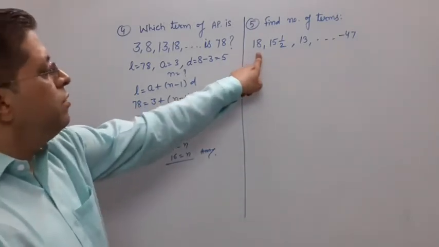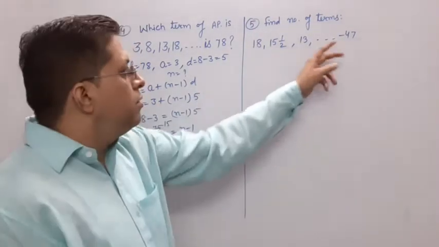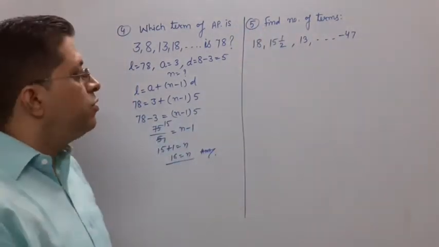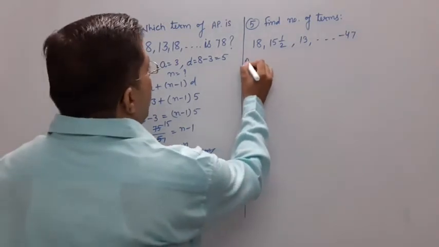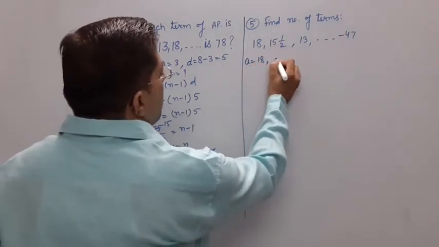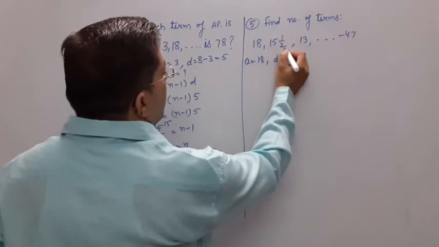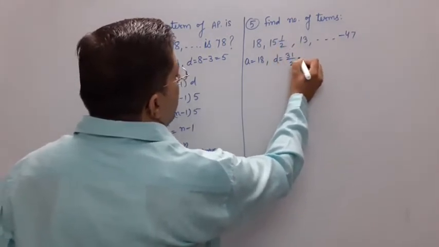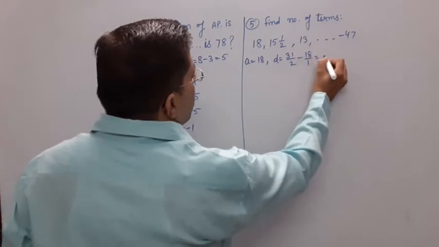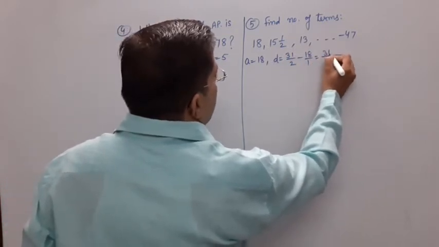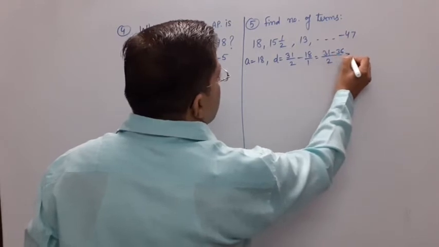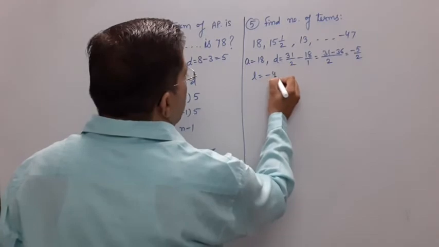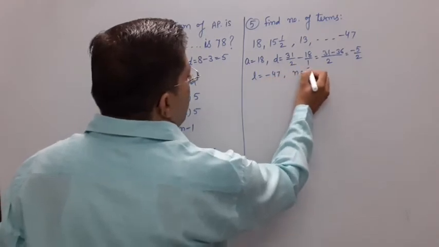A is given, L is given, D you can find, and you have to find the number of terms. A is given, D you can find: 31 upon 2 minus 18, which is 31 minus 36, so minus 5 upon 2. What is L? This. n you have to find.